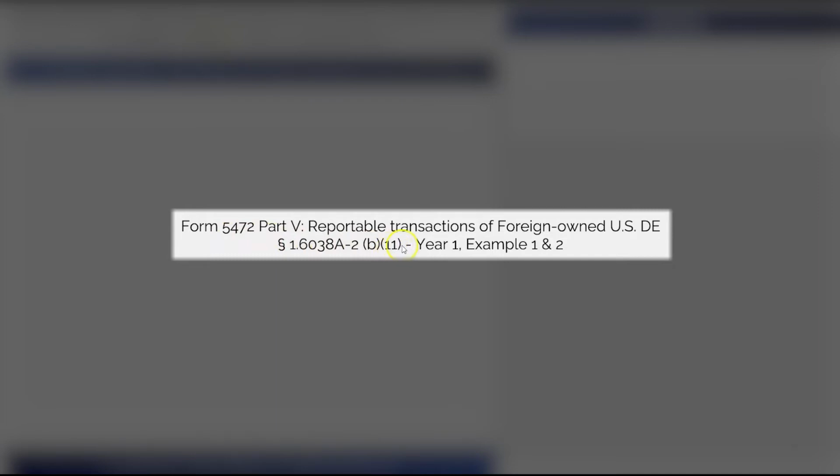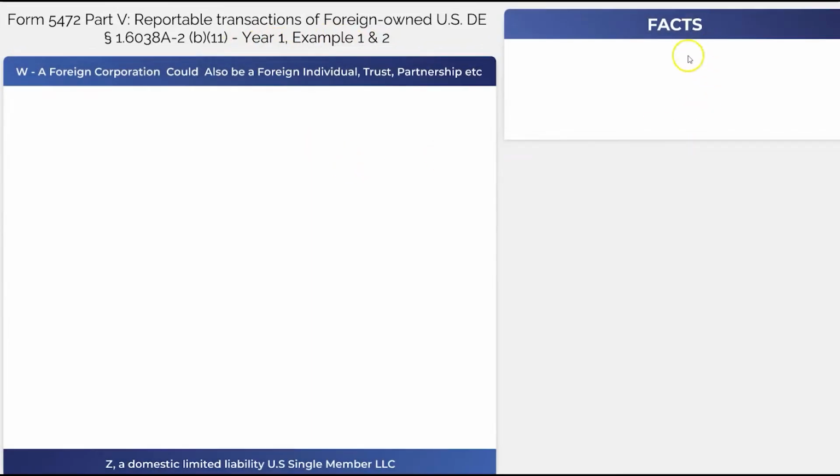So the Treasury regulation cited here actually provides two unique examples, and we'll take a look at those examples. Those examples provide specific facts and analysis from year 1 to year 4. For the purpose of this video, we're going to take a look at only year 1. We're going to combine both examples together and then focus on only year 1. Okay, so we're going to give you facts, analysis, and some conclusions on how you need to report certain transactions in 5472 Part V.